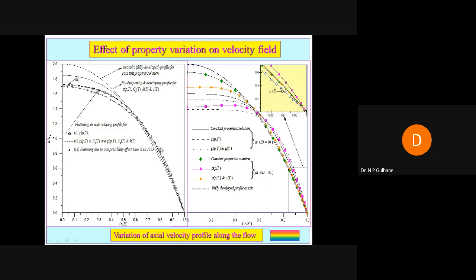But if you incorporate property variation, you can see density variation, this brown rho plus nu, you can see all rho plus nu rho. With these colored curves, you can see there is a change in this profile and it is a flattening near the wall. So r by r0 of 1 means near the wall, there is a flattening.